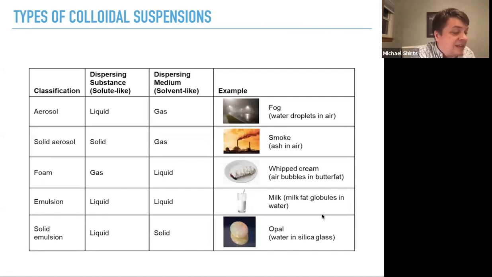Foam, you have a gas and a liquid, like whipped cream. An emulsion can be a liquid in a liquid, like for example, milk is actually an emulsion of fat globules in water. It's not individual fat and protein molecules just floating around. The fat globules are in water. If you separate out curds and whey, you can see that you have the water soluble component, and you have the fat globules that separate out. Solid emulsions, actually opals, are colloidal water in silica glass. So there are a lot of different colloidal suspensions that have very interesting properties.